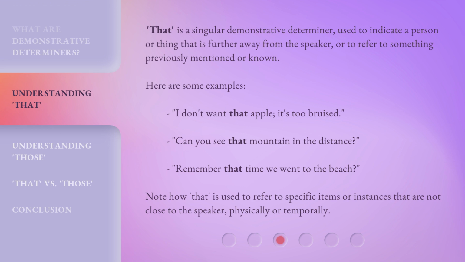That is a singular demonstrative determiner used to indicate a person or thing that is further away from the speaker, or to refer to something previously mentioned or known. Here are some examples. I don't want that apple. It's too bruised. Can you see that mountain in the distance? Remember that time we went to the beach? Note how that is used to refer to specific items or instances that are not close to the speaker, physically or temporally.